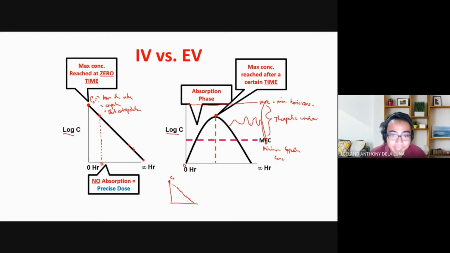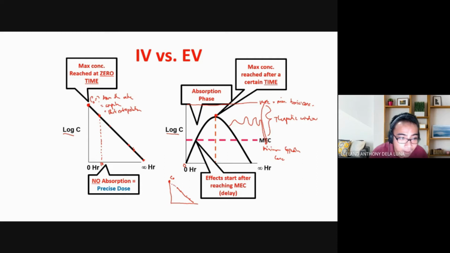Now, between extravascular and intravascular route, okay, ang extravascular route, such as per oral, IM, whatever route, it takes some time before you reach the MEC. Okay? Before a drug starts to take effect. So, ito yung tinatawag natin na, pag tinrace back ko yan sa x-axis, this will now be my onset time. So, it takes time. Yan yung problem with per oral medications.